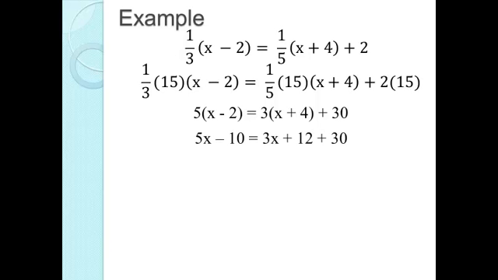In our rewritten problem, notice that you can combine like terms on the right hand side. Combining 12 and 30 gives us 42. Our rewritten problem is now 5x minus 10 equals 3x plus 42. We will start by adding positive 10 to both sides.